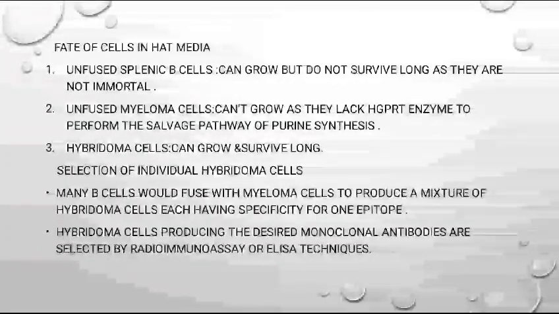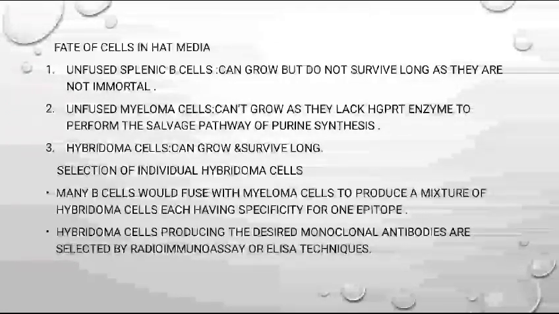The fate of cells in the HAT media: the unfused splenic B cells can grow but do not survive long as they are not immortal. The unfused myeloma cells cannot grow as they lack the HGPRT enzyme to perform the salvage pathway of purine synthesis. The third is the hybridoma cells. They can grow and survive long.